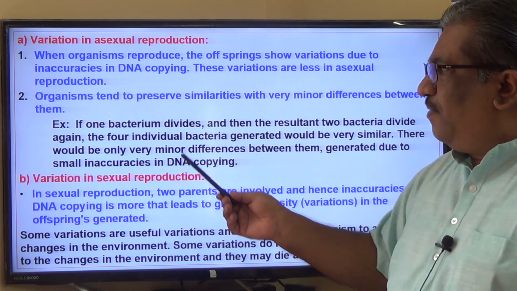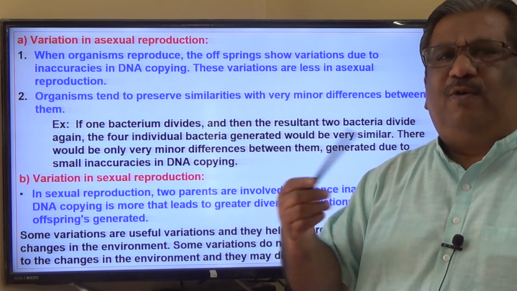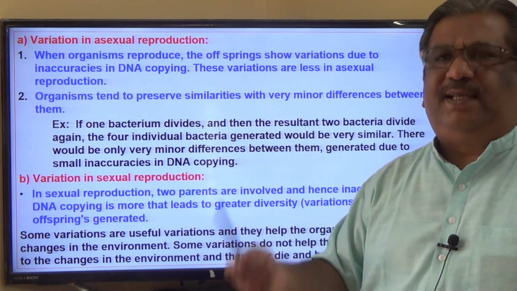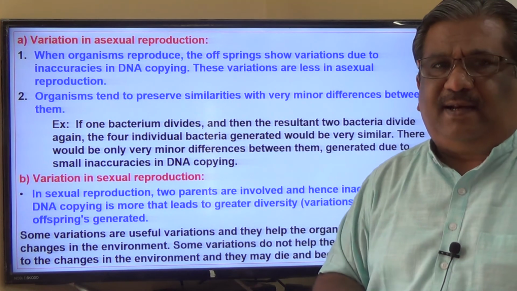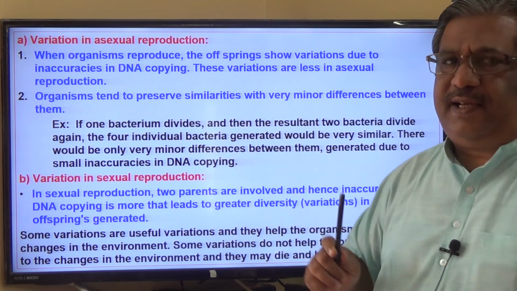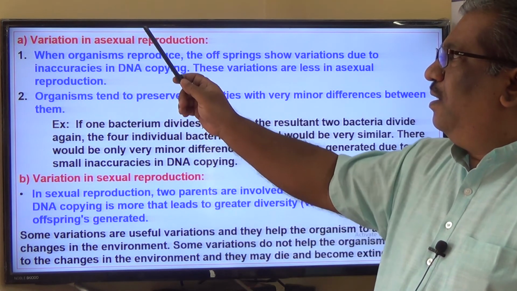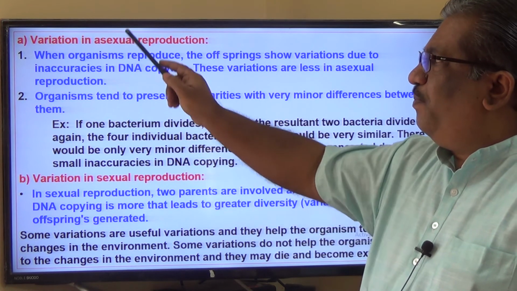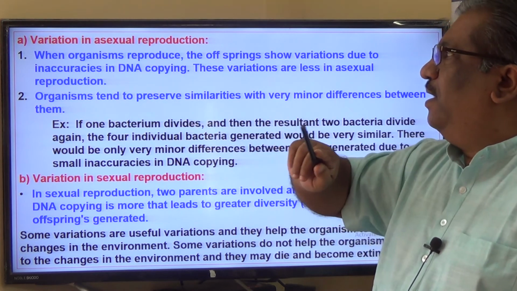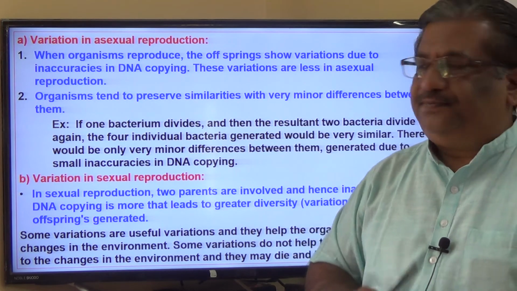So the body structure and all of the bacteria will be similar. Most of the time, most of these bacteria will be similar in nature, or I can say identical, and very few variations can be observed in bacteria. And therefore the organisms produced by asexual reproduction are said to be identical.